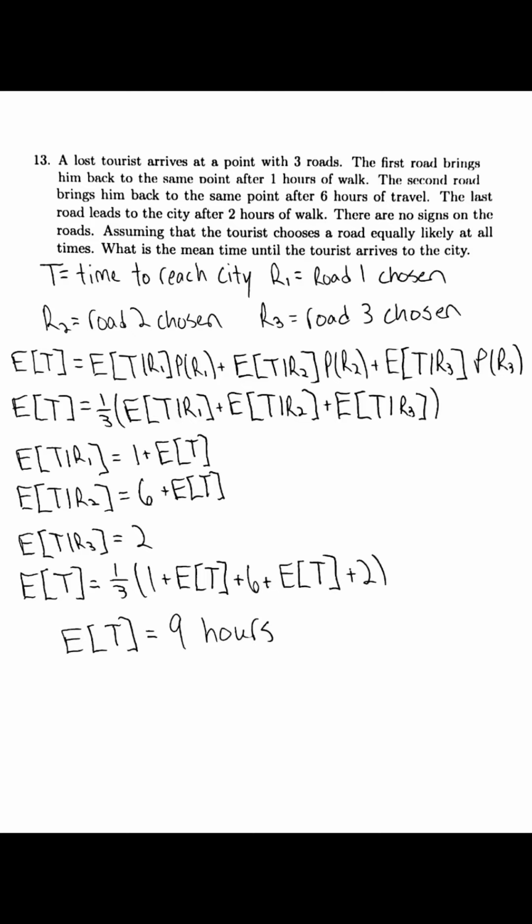So first we're going to want to find our variables, where T equals the time to reach the city, R1 equals the event that road 1 is chosen, R2 equals the event that road 2 is chosen, R3 equals the event that road 3 is chosen.